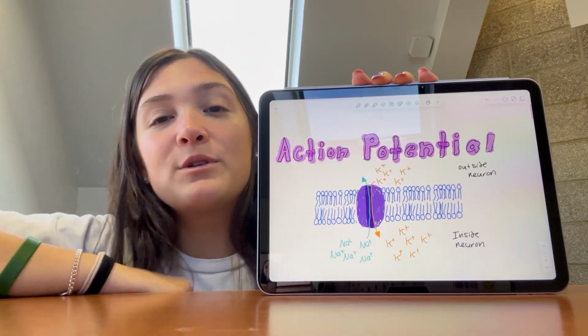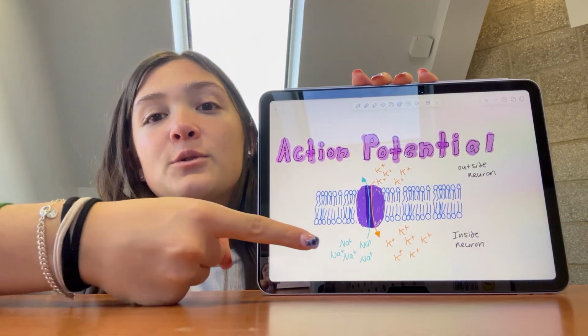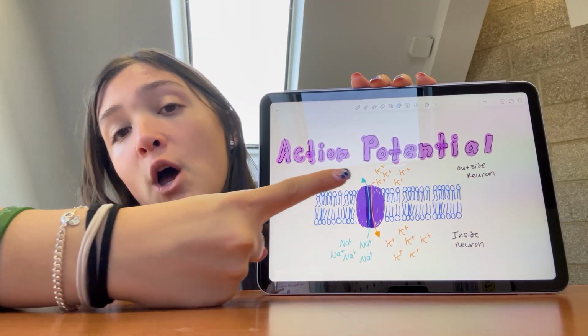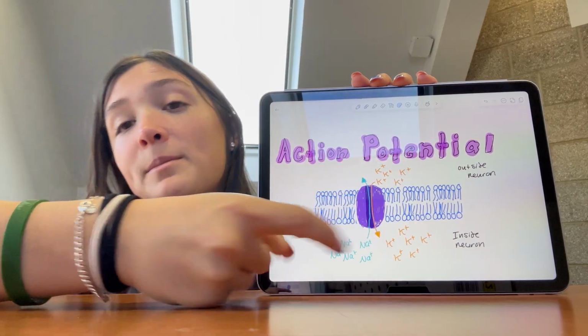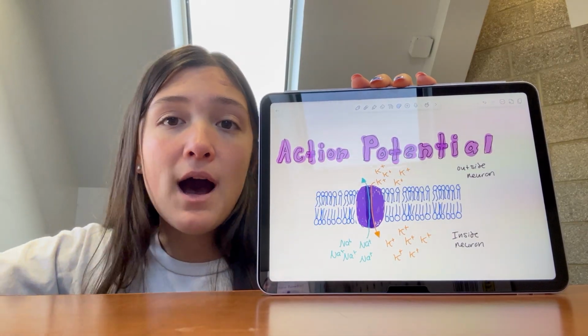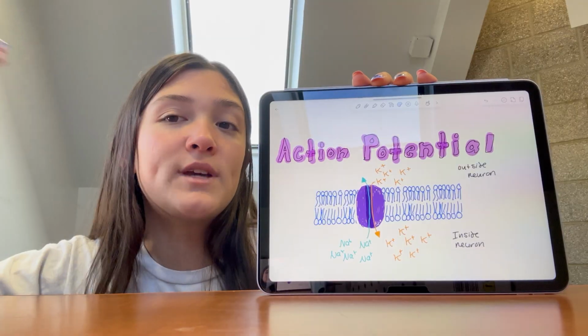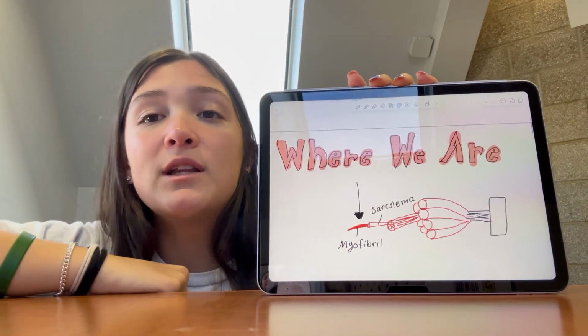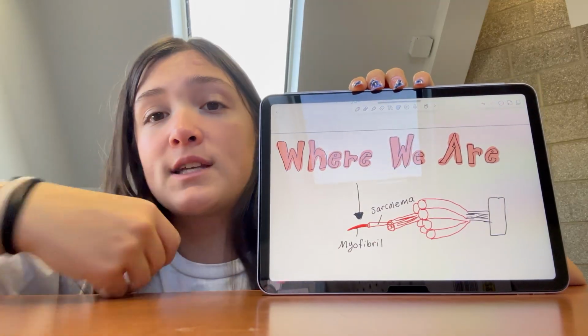So to begin, we are going to need to generate an action potential. Sodium ions on the inside of the neuron are going to be pumped out through the sodium-potassium pump, while potassium ions are going to be pumped inside. This is going to create a positive charge on the inside of the neuron, which is going to kickstart our muscle contraction process.